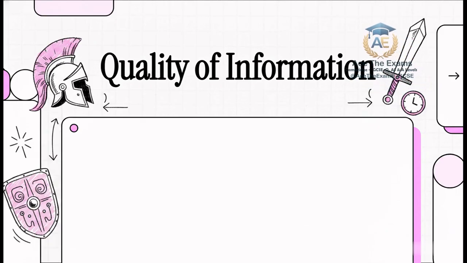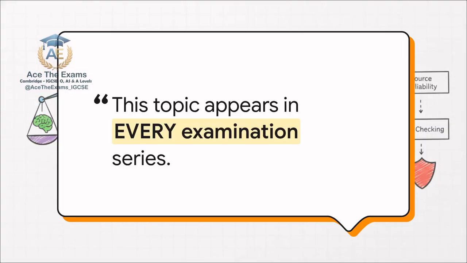So today, we're focusing on your ultimate shield and sword for this arena, Topic 1.2, Quality of Information. We're going to completely transform how you look at these exam questions. We're moving away from just raw robotic memorization and diving into strategic examiner-approved analysis. Now, you might be wondering, is this topic really that important? Well, let's dive into this.